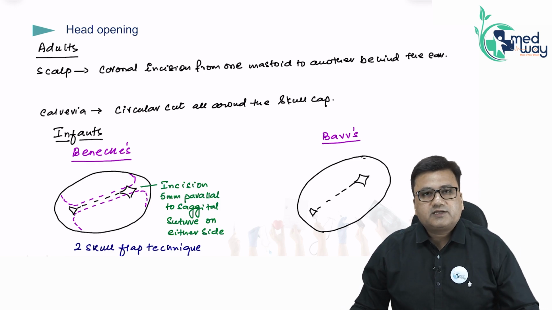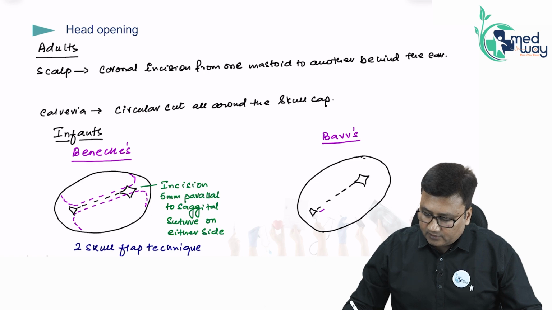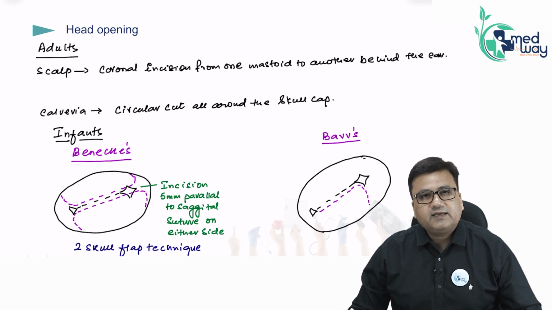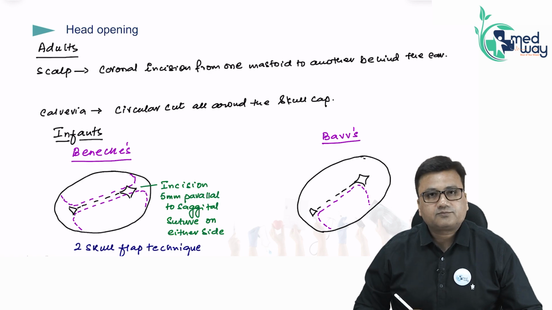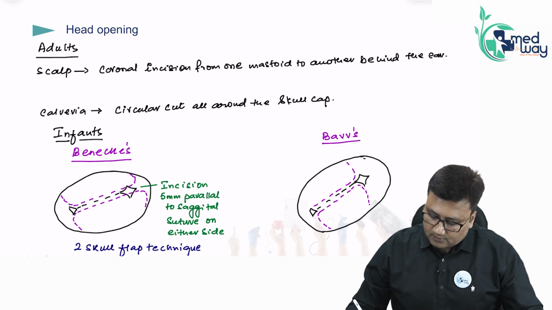Again, we start by cutting 5 millimeter adjacent to the sagittal suture, but we curve down without crossing the anterior fontanelle, and we cut down posteriorly also. Similarly, we do on the other side, right?